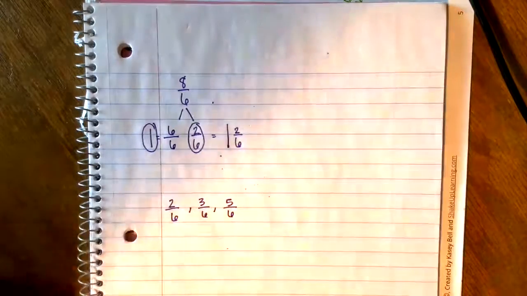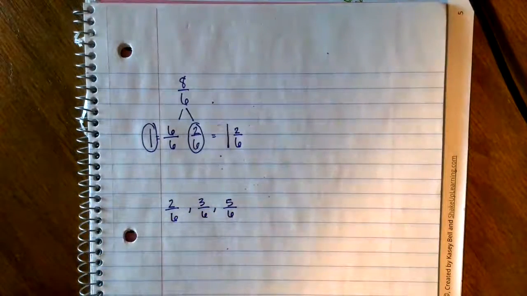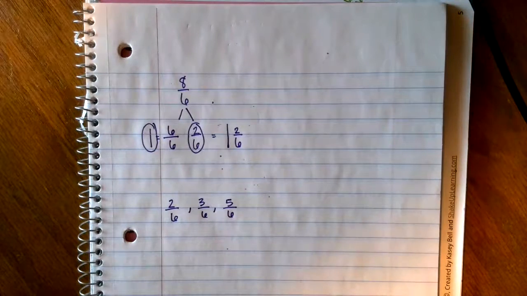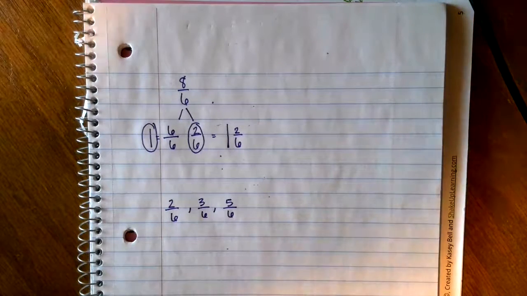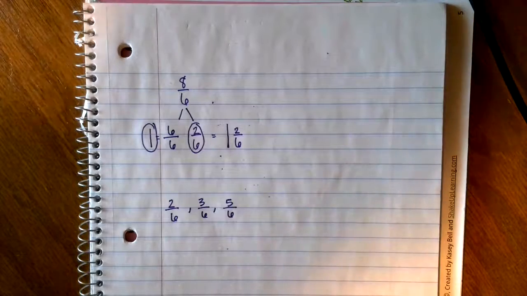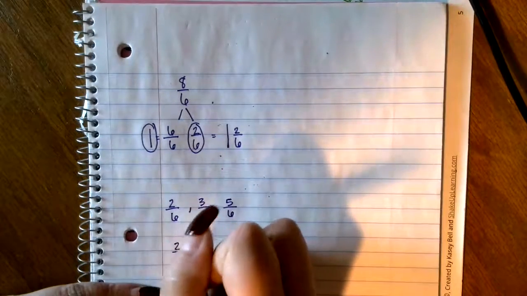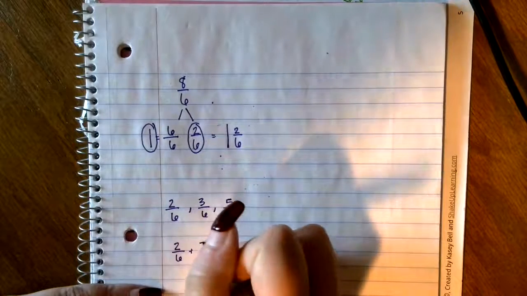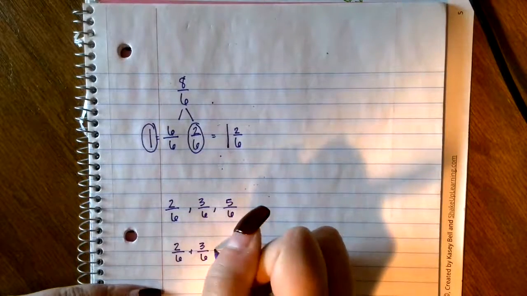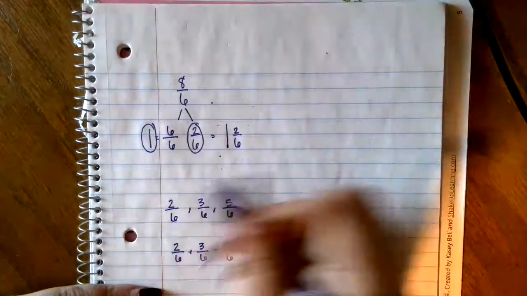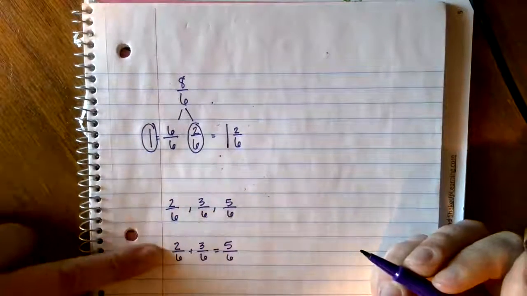So I want you to take a minute. What is the relationship between these numbers? Okay, so is there a number sentence or multiple number sentences that we could write that would make this true? So yes, we could say that 2 sixths plus 3 sixths equals 5 sixths. See how I used all of these numbers from up here to write a number sentence?